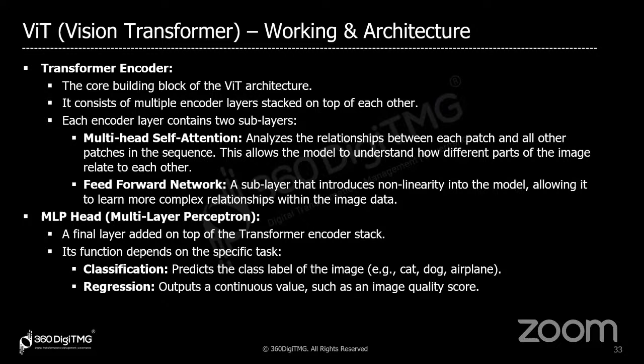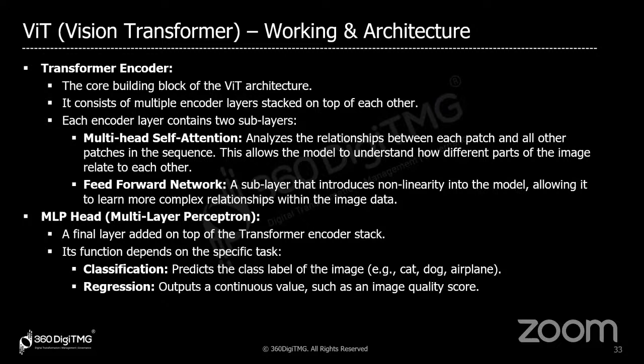Then there is a feed-forward network. The feed-forward network is a sublayer that introduces non-linearity into the model. It allows the model to learn more complex relationships, including those that arise from the augmentation, within the image data itself. So this is our multi-head attention and our feed-forward network.